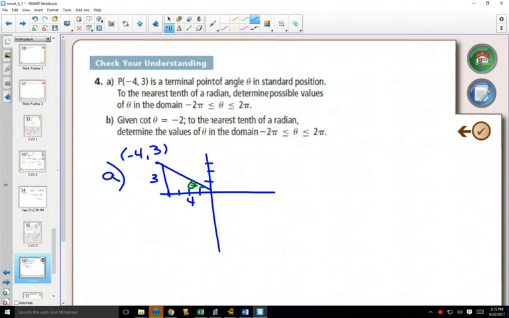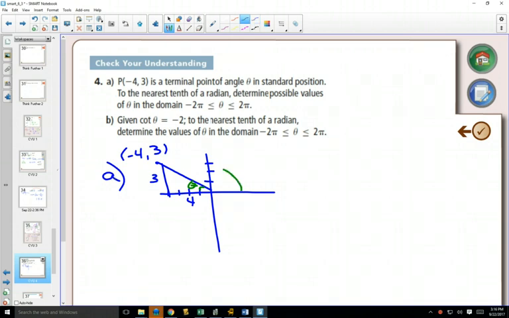So we know that that side's 3 and that side's 4. And we want to find the possible angles of theta between negative 2 pi and 2 pi. Can you see that that's once around the circle from 0 to 2 pi in the positive direction, and once around the circle from 0 to negative 2 pi in the negative direction? We're going to get two answers.